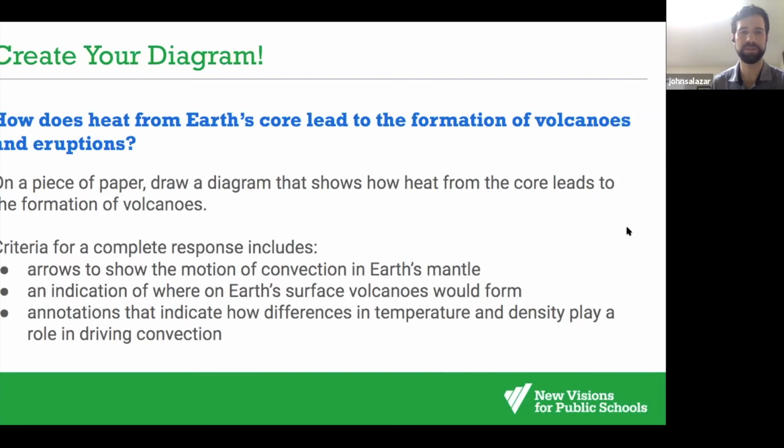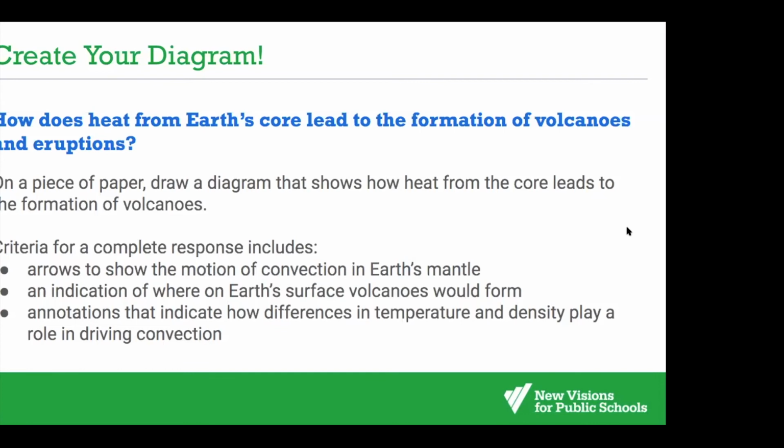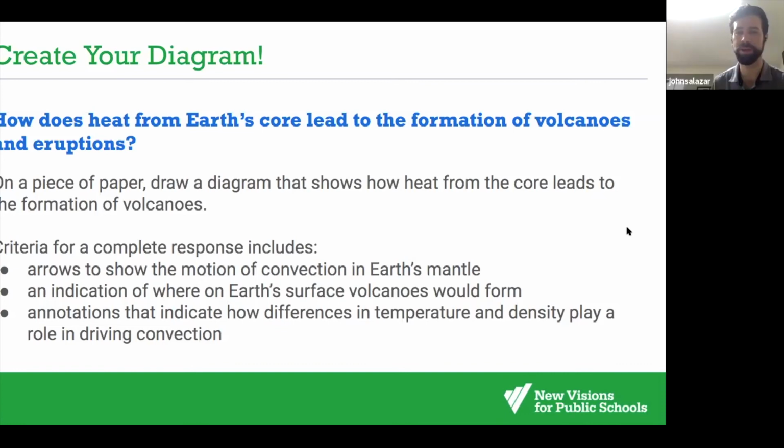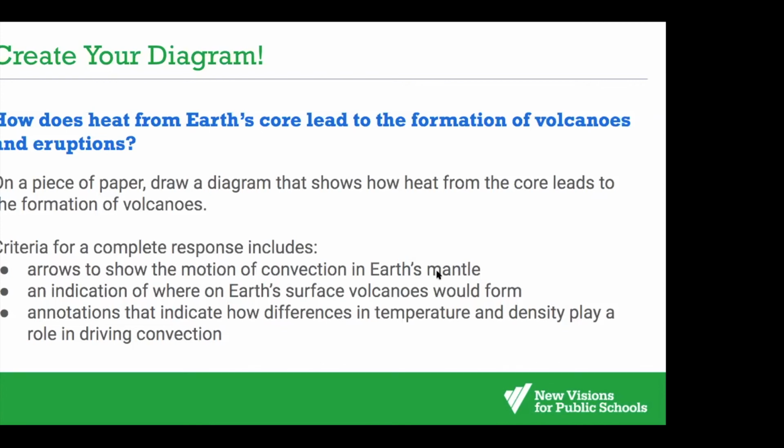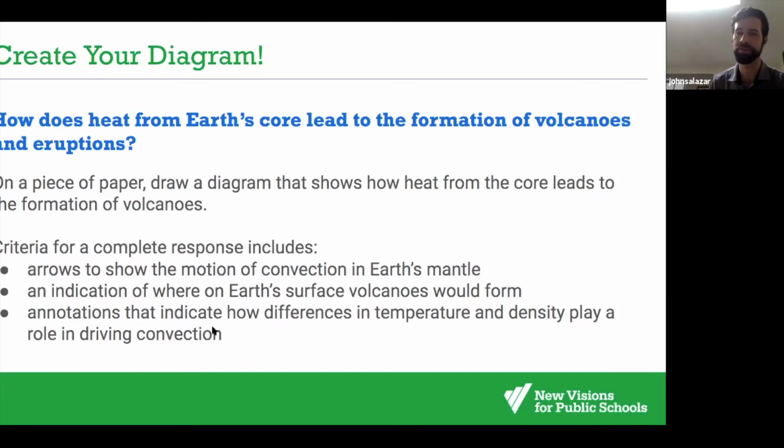And I want you to pay attention to the criteria, please. So arrows to show the motion of convection in Earth's mantle, an indication of where on Earth's surface volcanoes would form in your diagram, and then annotations that indicate how differences in temperature and density play a role in driving the convection. So go ahead. Does anybody have any questions before Kieran sends us off to the Flipgrid? I'm sorry, to your own personal breakout room?